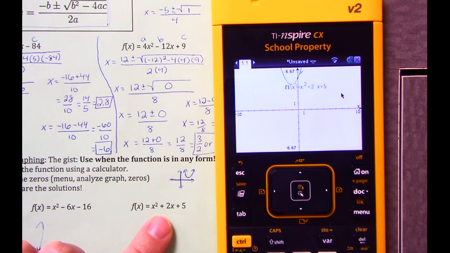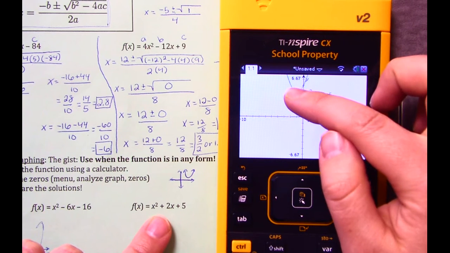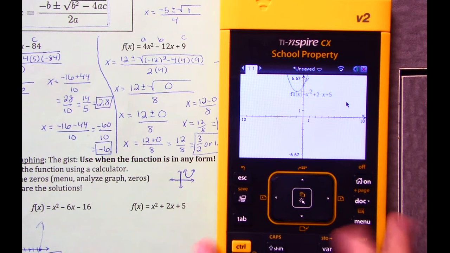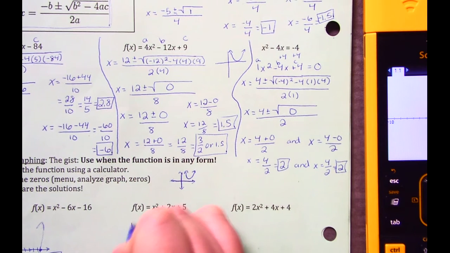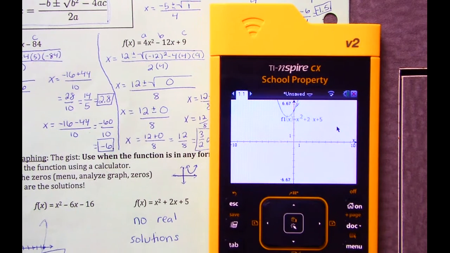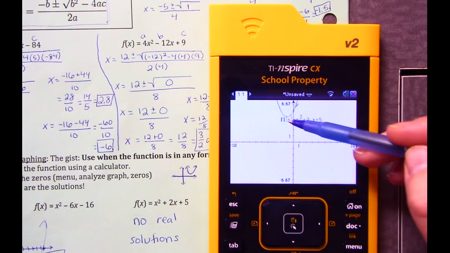And this is an example of one that does not have any real solutions. We could not solve this one by graphing. And if we were to use the quadratic formula, we would end up with a negative number underneath our square root, and you can't take the square root of a negative number. That's when we get into imaginary solutions. So in Algebra 1, we're not going to worry about this. We're just going to say no real solutions. There are imaginary solutions, but we haven't learned how to do those yet. And we know that because there are no places where this graph touches the x-axis.